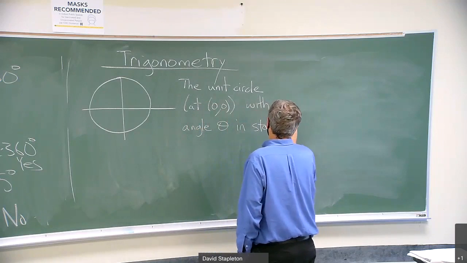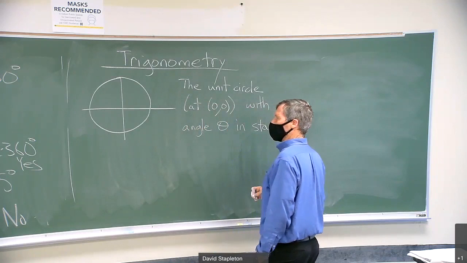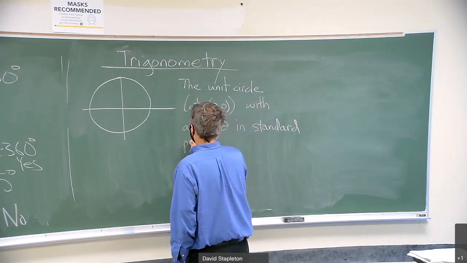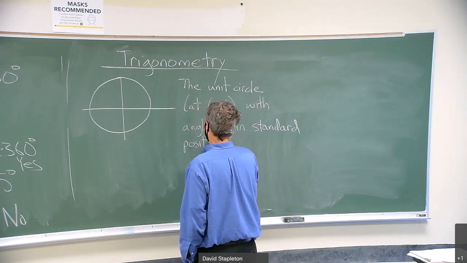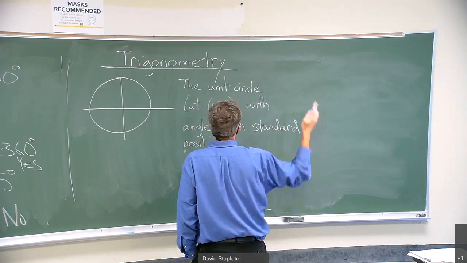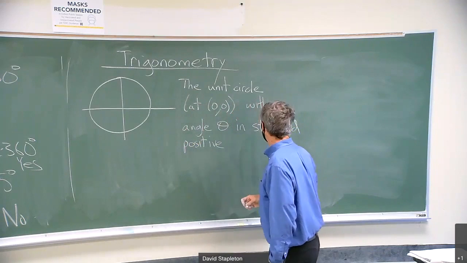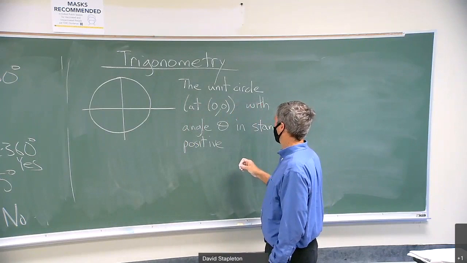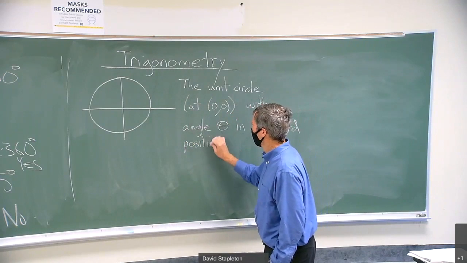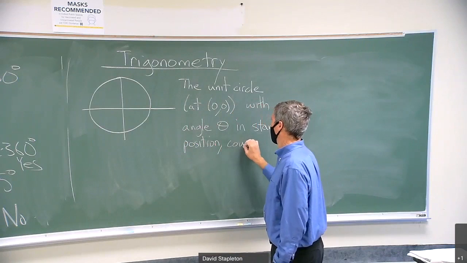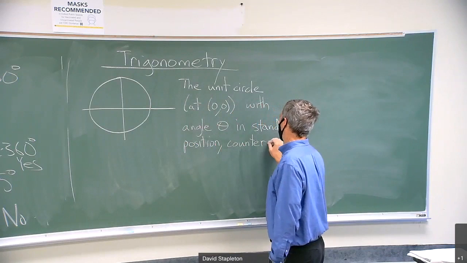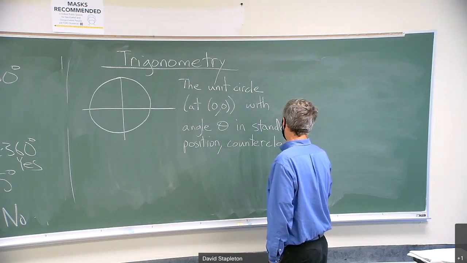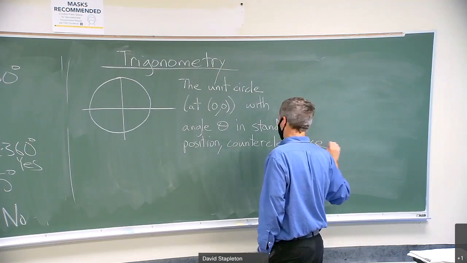The initial ray is along the positive x-axis, counterclockwise against the direction the clock moves is positive. Counterclockwise is also the direction you run around the track if you ran track before.